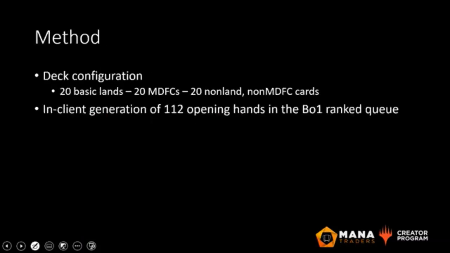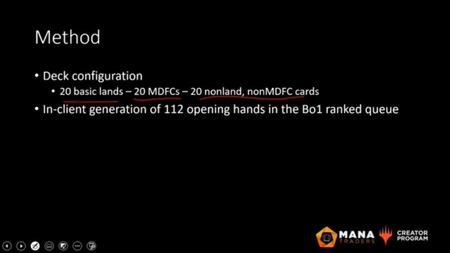So first, we only did this for one deck configuration. So you can see the experiment. I have a video of actual data gathering for the experiment, and you can replicate it for yourself with a different deck configuration. But in our case, we use this deck configuration where you have 20 basic lands, swamps actually, 20 modal double-faced cards, and 20 non-land, non-MDFC cards. So this is our configuration for this experiment.